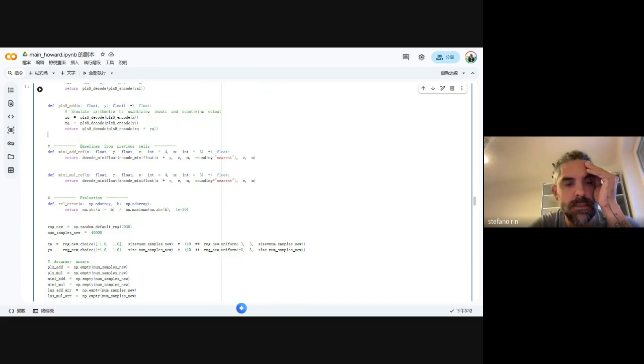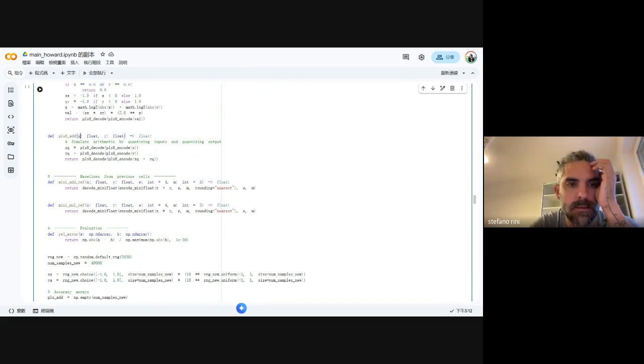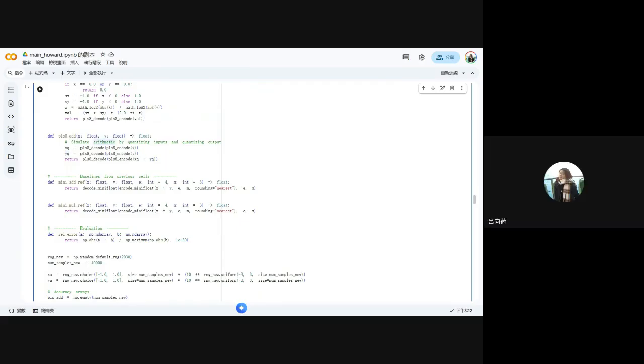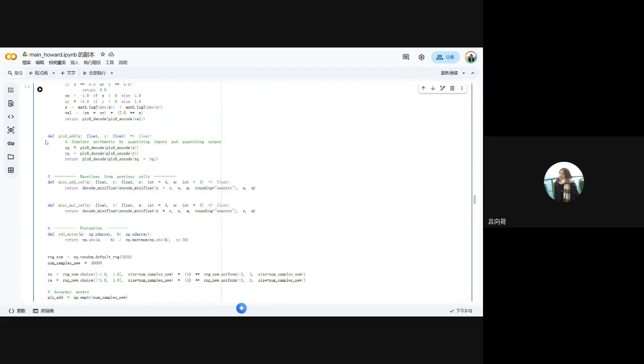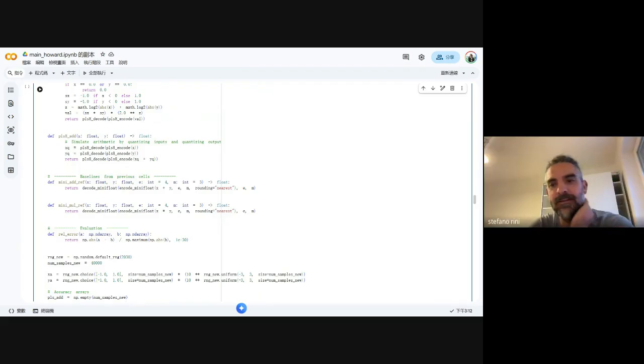So you see why this is uninteresting, right? Can you tell me why this PLSA add is uninteresting? You understand what I mean? Can somebody tell me why this is unsatisfactory for me? It's an uninteresting function. Can somebody tell me?